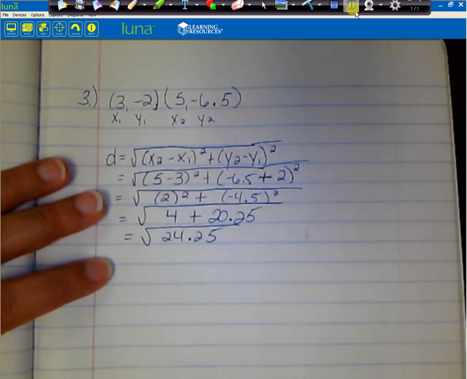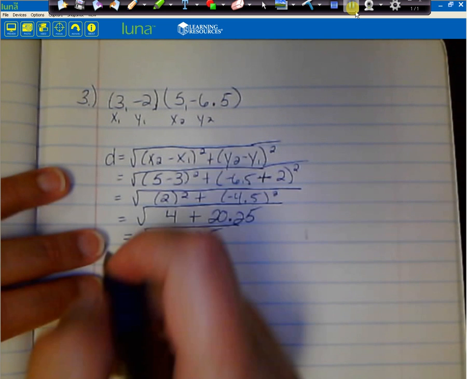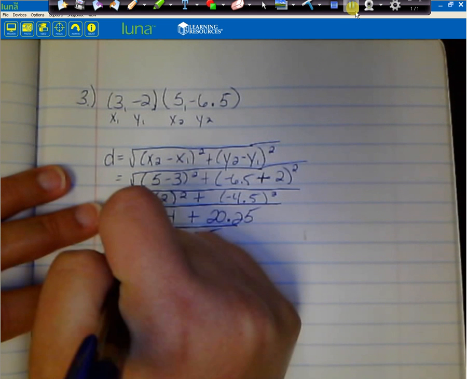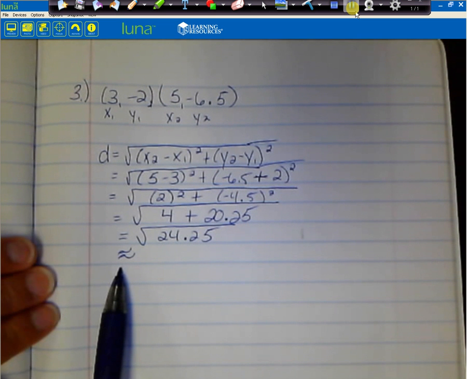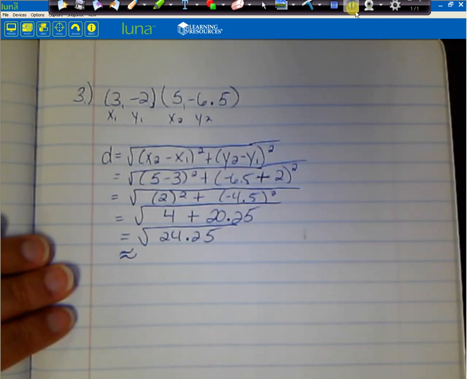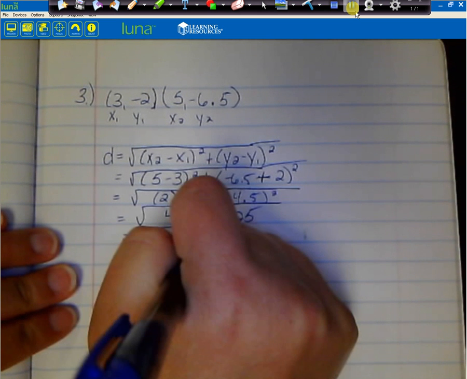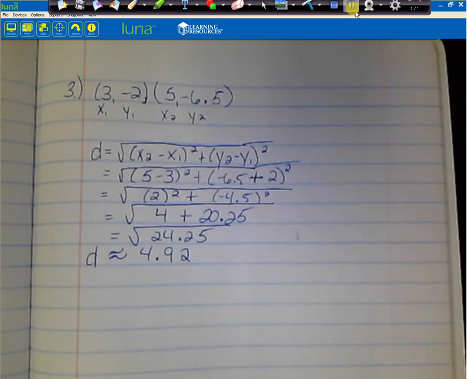And then I'm going to find the square root button in my calculator because this is definitely not a perfect square. So I'm going to say square root of 24.25, and I'm going to find out that that's approximately, so I'm going to change that equal sign to an approximately symbol, meaning I had to round that. So it's approximately and not exactly 4.92. So my distance between those points is approximately 4.92. We're going to round to the nearest hundredth here. Make sure you have that down before you move on.